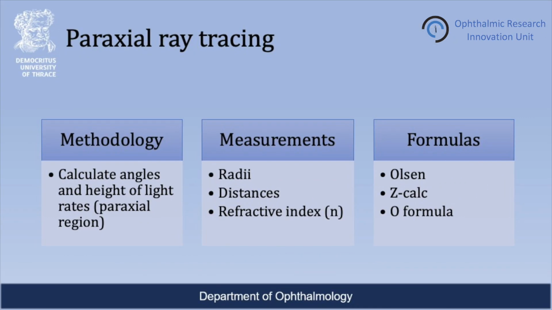Paraxial ray tracing formulas are based on the calculation of the angles and height of light rays in the paraxial region. The intraocular lens power calculation through these formulas requires the calculation of the radii of corneal curvature, the refractive index, and the distances between the ocular tissues. The most commonly used paraxial ray tracing formulas are the Olsen, Z-Calc, and Okulix.